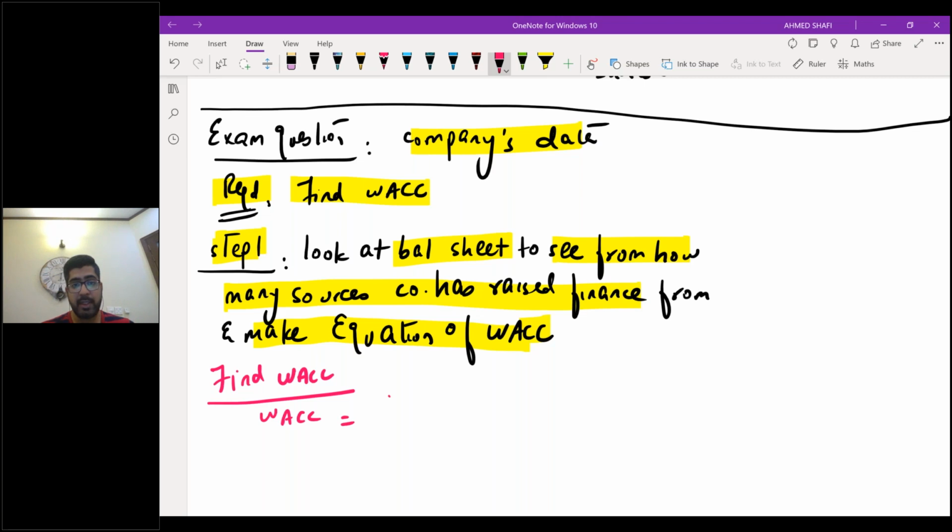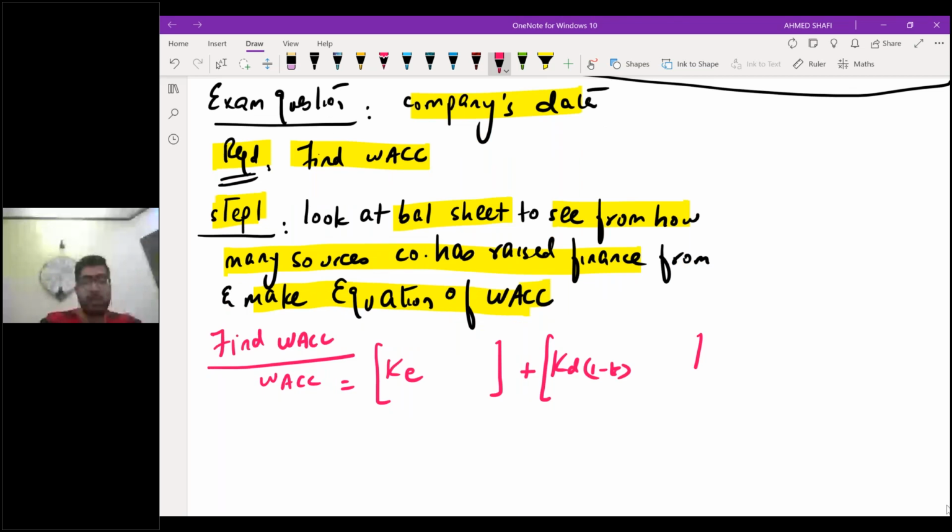Please pay attention to what I'm explaining. If the company has raised finance from two sources, equity and debt, it has to give a return to two parties, equity holders and debt holders. That means bearing two costs. Give a return to equity holders, bear a cost KE. Give a return to debt holders, bear a cost KD. So the equation of WACC would be KE plus KD on their proportions.